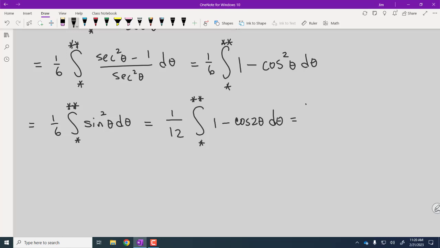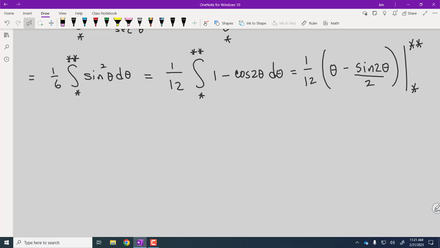And now we integrate. The integral of 1 is theta. The integral of cosine is sine. Angle is linear, so we do reverse chain rule. Does that integration work for everybody? So the integral of 1 is theta, because the derivative of theta is 1. The integral of cosine is sine.